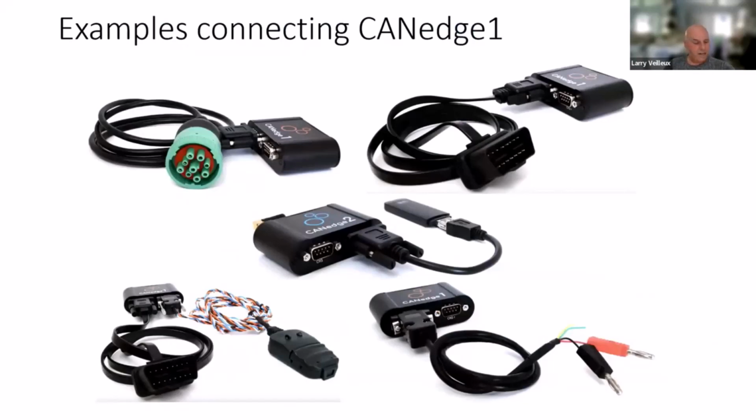We're almost to the end here. I can't remember how long we scheduled, but we're almost done. So this gives you an example. The CAN Edge 1, again, is the data logger that we'll be using. You can see the different examples of how it's connected, and the example on the bottom is most likely what we'll be using.